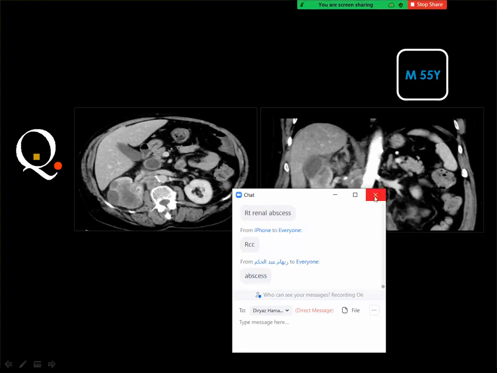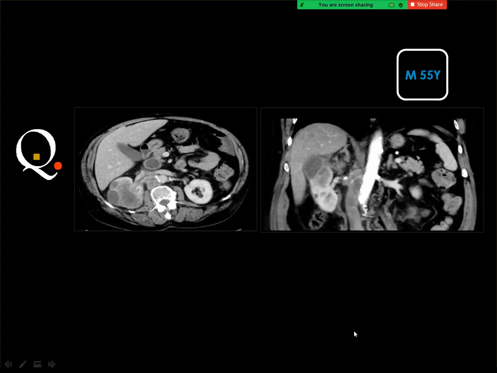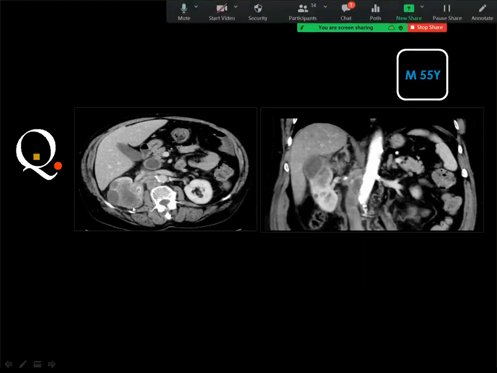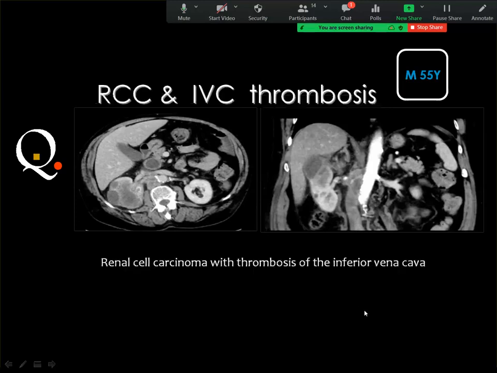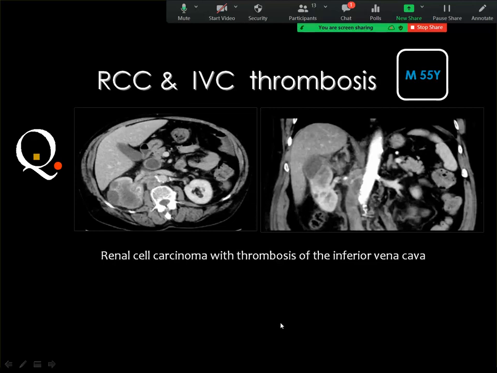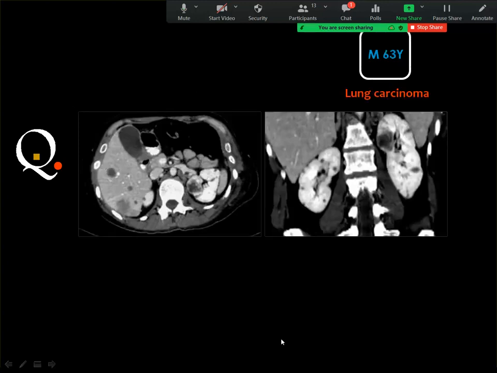Renal abscess and renal cell carcinoma. Okay, and if you look carefully here, you can see that the kidney is involved by a lesion of heterogeneous density. There are some solid components, and also you can see in the coronal image that the inferior vena cava is not opacified and is filled by a soft tissue density that is more or less similar to this one. Then you are dealing with renal cell carcinoma with invasion, of course, of the renal vein, then invasion of the IVC. Next case.